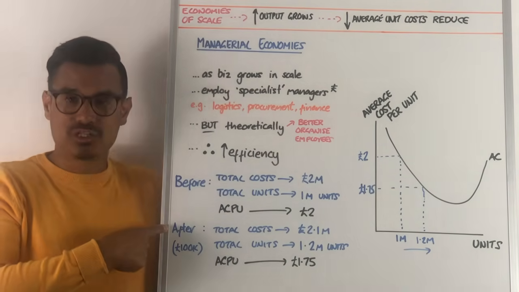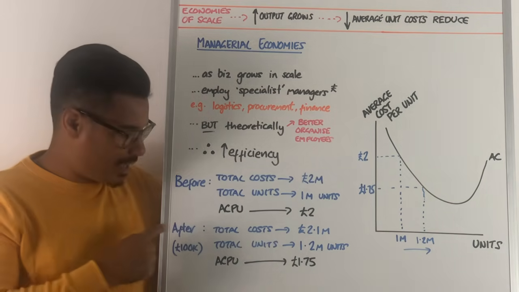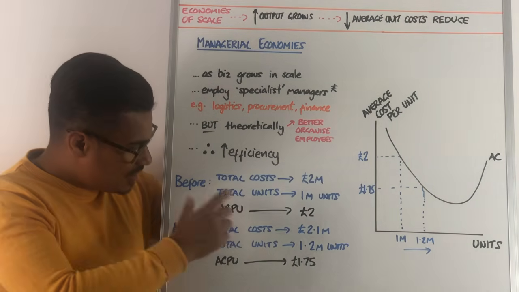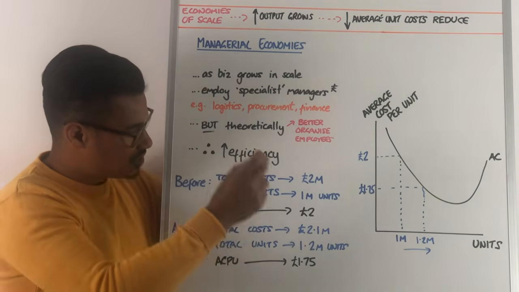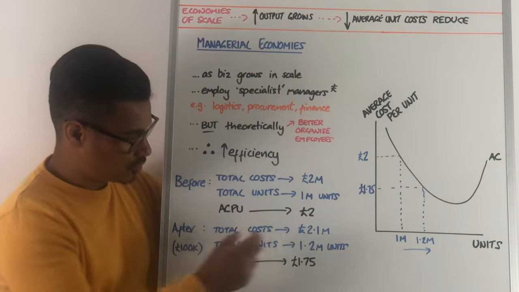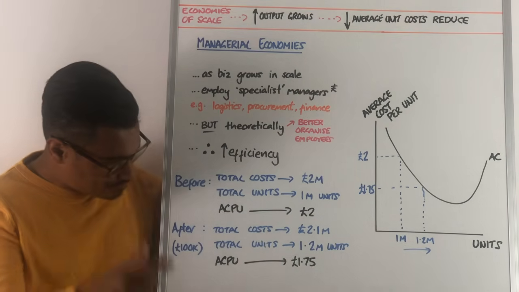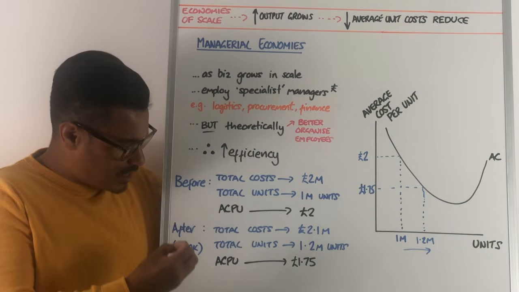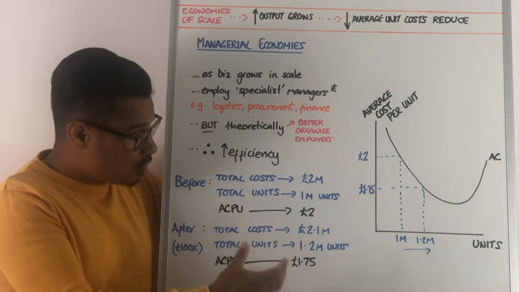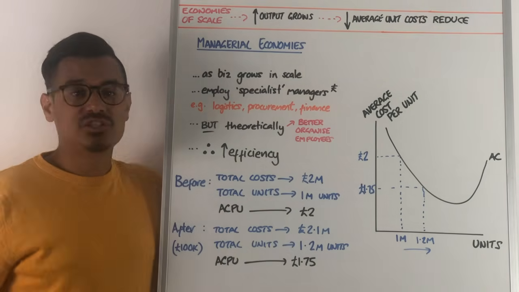Now you add the specialist employee, that specialist manager in this case, and therefore you're paying them £100,000, 100 grand, so your total cost now will be £2 million plus the 100 grand, so £2.1 million. Total costs, £2.1 million. But he or she, this specialist manager, will perhaps increase the efficiency within the business.